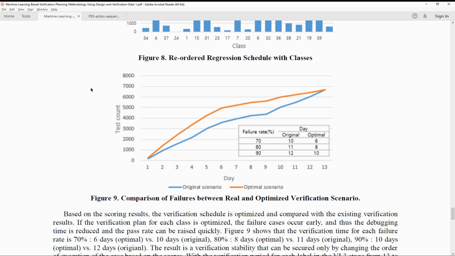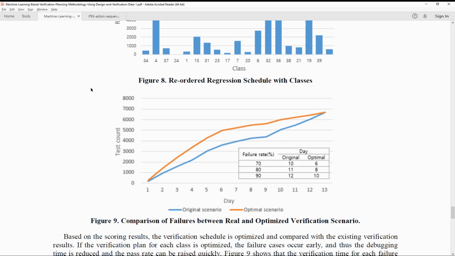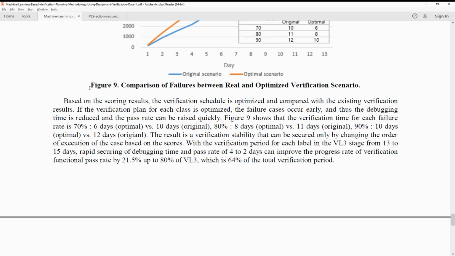Figure 9 is a comparison of the failures between the real and optimized verification scenario. Based on the scoring result, the verification schedule is optimized and compared with the existing verification result. If the verification plan for each class is optimized, the failure cases occur early, and thus debugging time is reduced and the pass rate can be raised quickly.